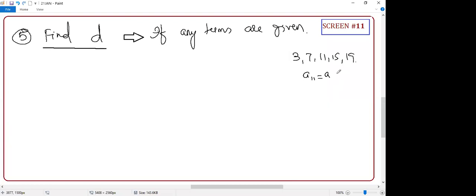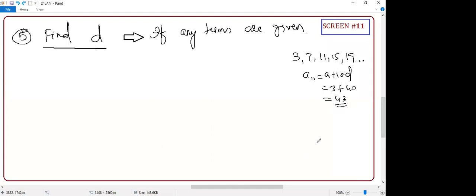Very simple, students. A plus 10D. A is 3, plus 10 into 4. 3 plus 10 into 4 is 43. Yes or no? 43 is the 11th term. Correct or not? Guys, I'm going to give you the 11th term, don't worry.